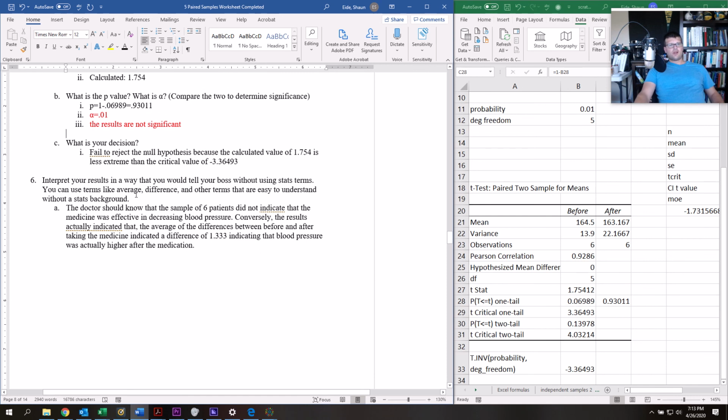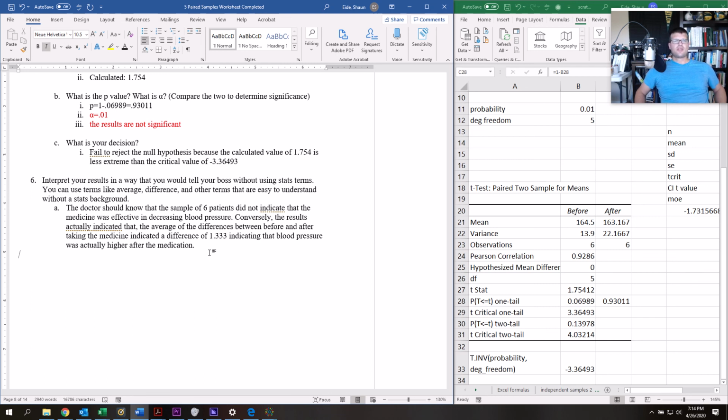Last, interpret your results. The doctor should know that the sample of 6 patients did not indicate that the medicine was effective in decreasing blood pressure. Conversely, the results actually indicated that the opposite was true. Well, not necessarily that the opposite was true. We don't know that it raised blood pressure, but the average difference between before and after taking medicine was 1.33, indicating that blood pressure was higher, not necessarily significantly higher, after the medication.